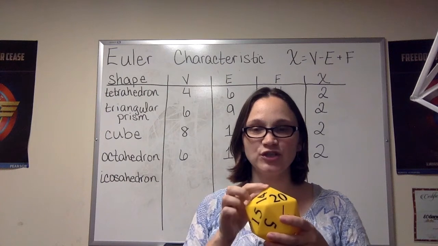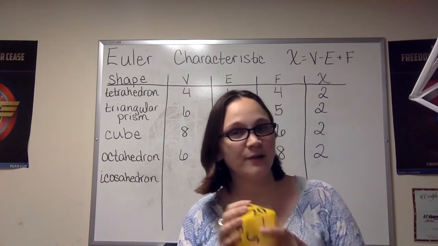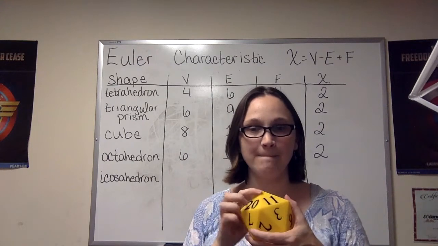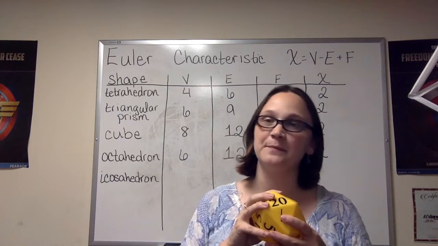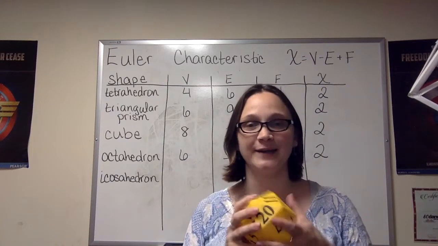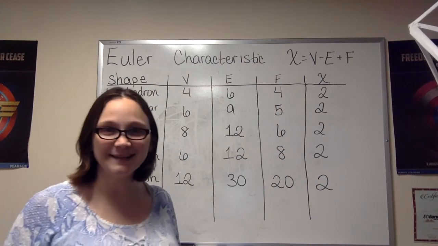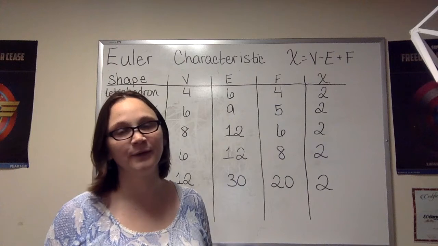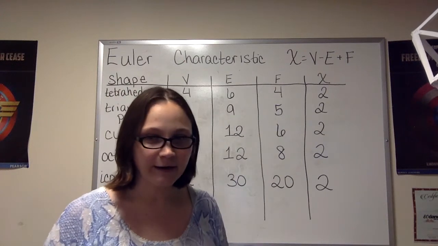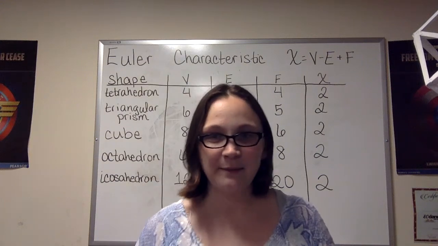For edges, each triangle has 3 edges. Once again, 20 triangles, that would give me 60 edges, but each edge is shared by 2 triangles, so 60 divided by 2 gives me a total of 30 edges. Adding this information to the table, we once again get an Euler characteristic of 2. So this is starting to look very, very suspicious. And let's see if we might be able to break this.